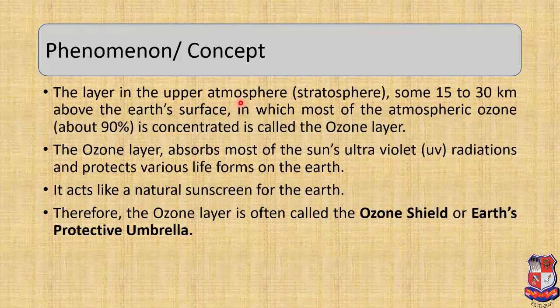The layer in the upper atmosphere, called the stratosphere, some 15 to 30 km above the earth's surface, in which most of the atmospheric ozone, about 90%, is concentrated, is called the ozone layer. The ozone layer absorbs most of the sun's ultraviolet radiation and protects various life forms on the earth. It acts like a natural sunscreen for the earth. Therefore, the ozone layer is often called the ozone shield or earth's protective umbrella.